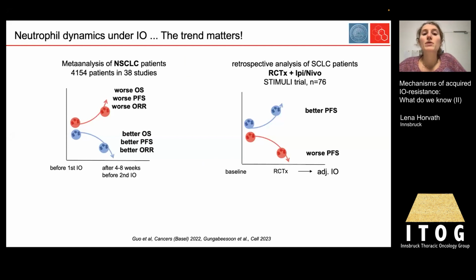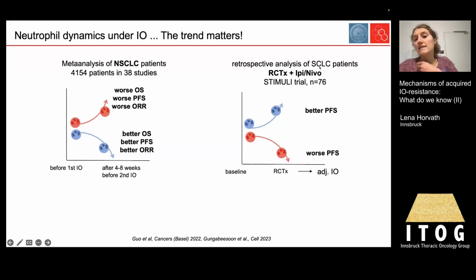On the other hand, it's probably not only the pre-treatment neutrophil to lymphocyte ratio that predicts if patients respond to immunotherapy or not, but it also seems that somehow the trend of these cells during the immunotherapy matters. So if you look on the left-hand side, for example, this has been a meta-analysis of NSCLC patients, and they found that those patients that have an increase of neutrophils before the second cycle of IO have a significantly worse overall survival, PFS, and overall response rate compared to those patients that have a decrease in the neutrophils before the second IO cycle.